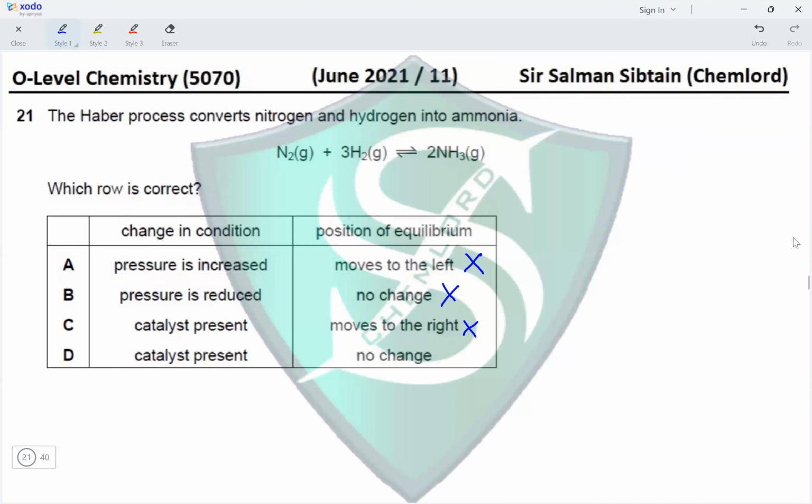And the last one, catalyst is present, it does not change the position of equilibrium. So this is the correct reason for the position of equilibrium not moving, and the condition is addition of a catalyst which has no effect on the equilibrium position. Thus option D is the correct option for this question.